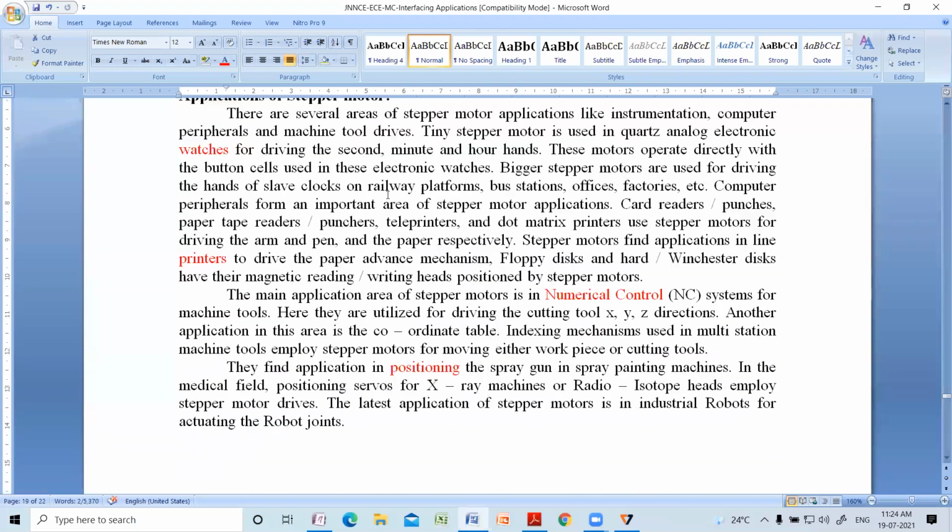So these are the applications of the stepper motor. There are several areas where stepper motors are used, like instrumentation, computer peripherals, machine tool drives, etc. A tiny stepper motor is used in quartz analog watches for driving the second, minute, and hour hands. These motors operate directly with the button cells used in electronic watches.